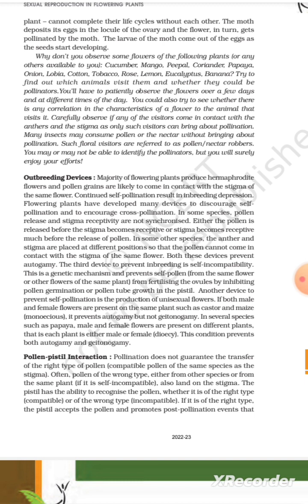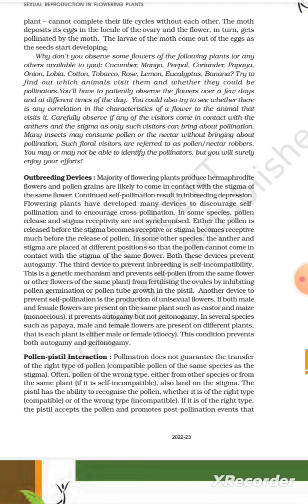In some other species, the anther and stigma are placed at different positions so that the pollen cannot come in contact with the stigma of the same flower. Both these devices prevent autogamy. The third device to prevent inbreeding is self-incompatibility. This is a genetic mechanism and prevents self-pollen from the same flower or other flowers of the same plant from fertilizing the ovules by inhibiting pollen germination or pollen tube growth in the pistil. Another device to prevent self-pollination is the production of unisexual flowers.